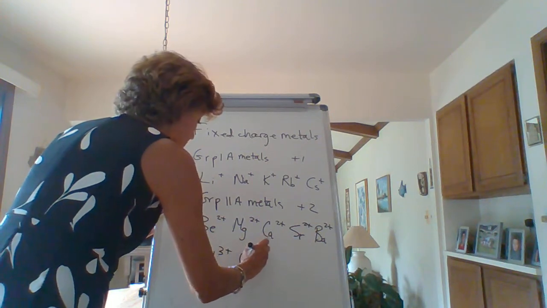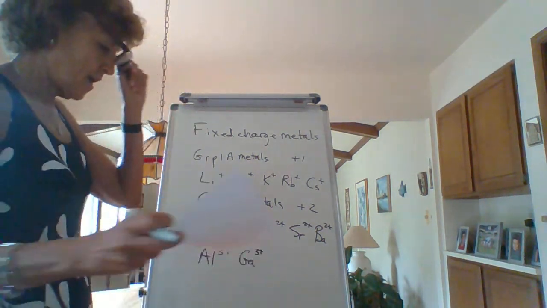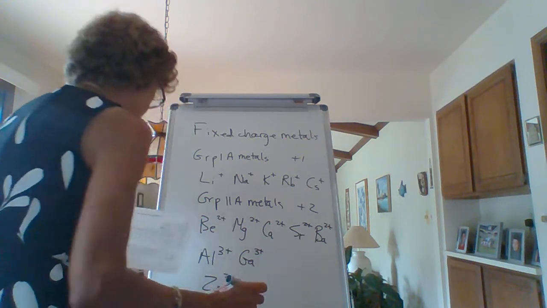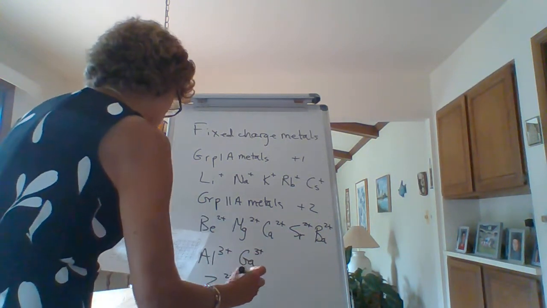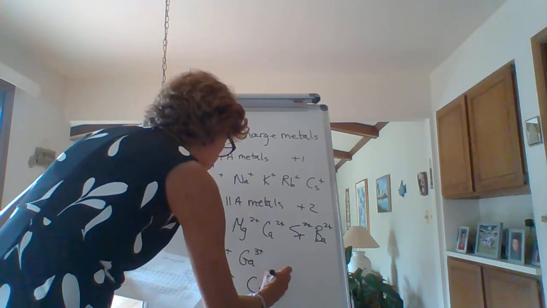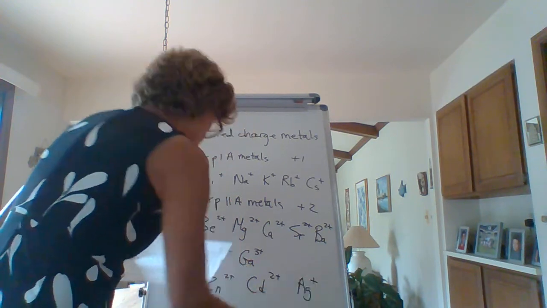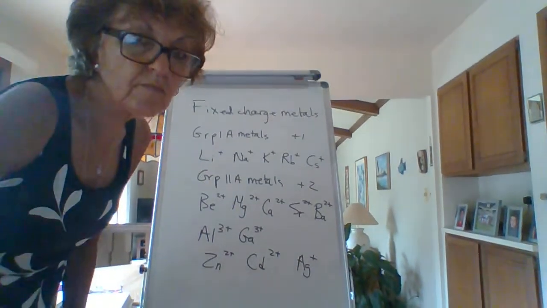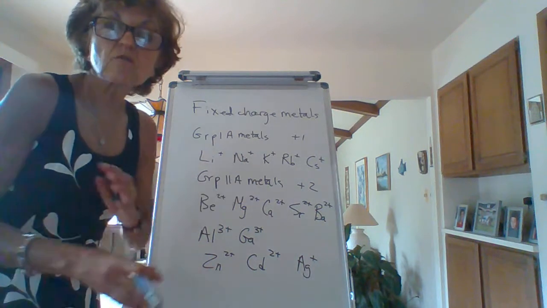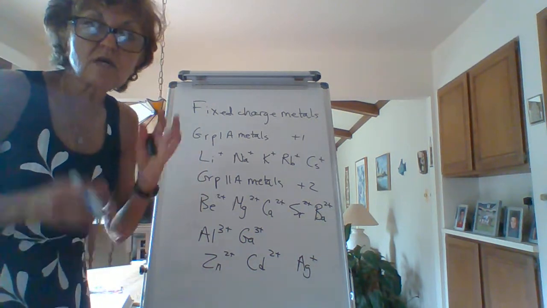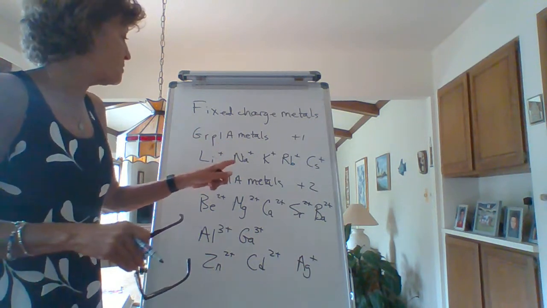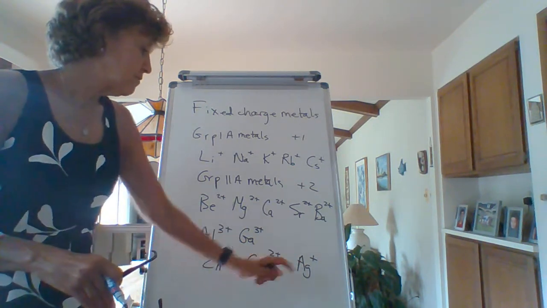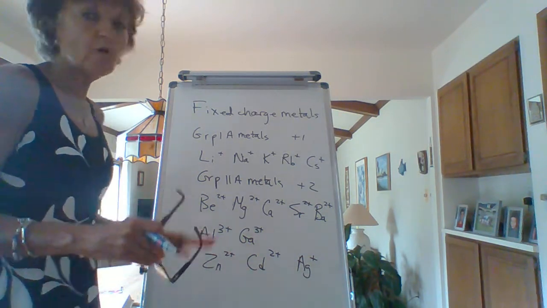Other fixed charge metals are aluminum, gallium. Aluminum and gallium are 3+, okay? And then other fixed charge metals are zinc. It's a transition metal, it's +2. Silver and cadmium. Cadmium, 2+, silver, +1. I think that is it. Those are the ones you need to know. So fixed charge metals, the ones that will never change their charge, they will always be this. Group 1A will always be +1. Group 2A will always be +2. Group 3A, aluminum, gallium +3, zinc, cadmium, and silver. Okay? Those ones won't change.